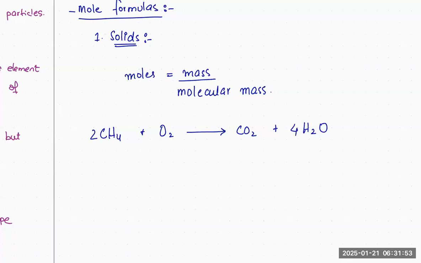Right? So let's say we have been told that we are burning 4 grams of methane, and we have to find out, for example, the mass of carbon dioxide produced. Normally they would ask you volume or something like that because carbon dioxide is a gas. But just for the sake of example, let's just take carbon dioxide, even though it is a gas, so this is not a very good example.